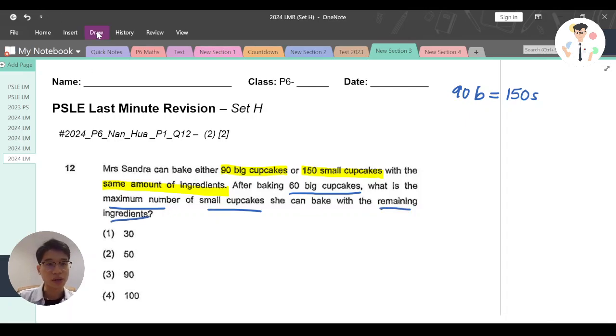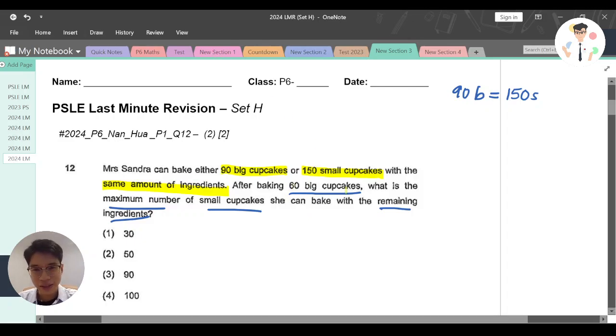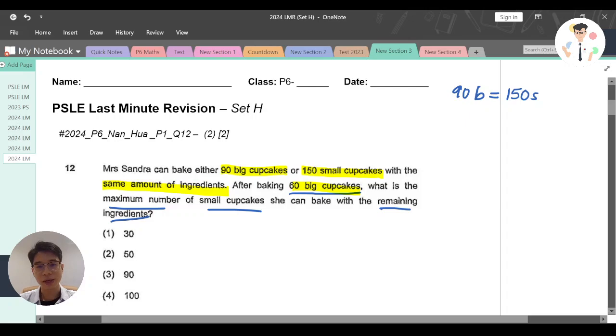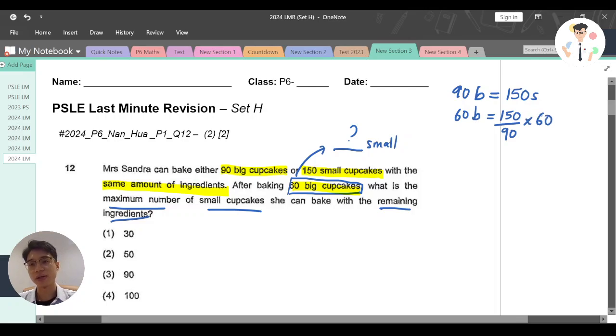Now, what I know is after baking 60 big cupcakes, I want to know whether these 60 big cupcakes are equivalent to how many small cupcakes. So what I need to do is to find 60b is equal to what? In this case, I'm supposed to use 150 divide by 90 to find one big cupcake is equal to what, then I times 60. With that calculation, you should be able to find it's equal to 100 small cupcakes.